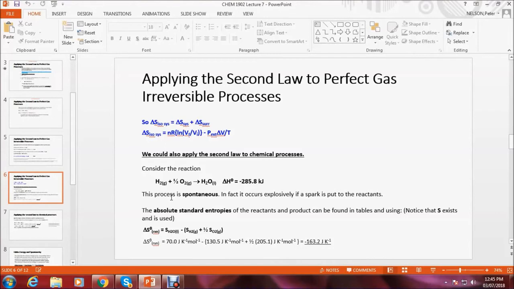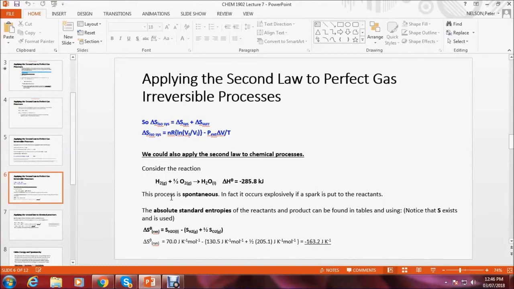Now this process is spontaneous. We know this for a fact because oxygen and hydrogen react explosively with each other to produce water once a spark is introduced to supply the minimum activation energy to start off the process.